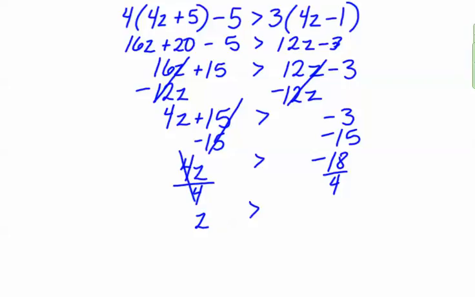I do not need to reverse my inequality sign because my divisor is positive. It does not matter if your dividend is negative. And here I have a fraction, so negative 18 won't divide evenly by 4. So let's think about ways we could write the answer. I could use a decimal form of the answer.